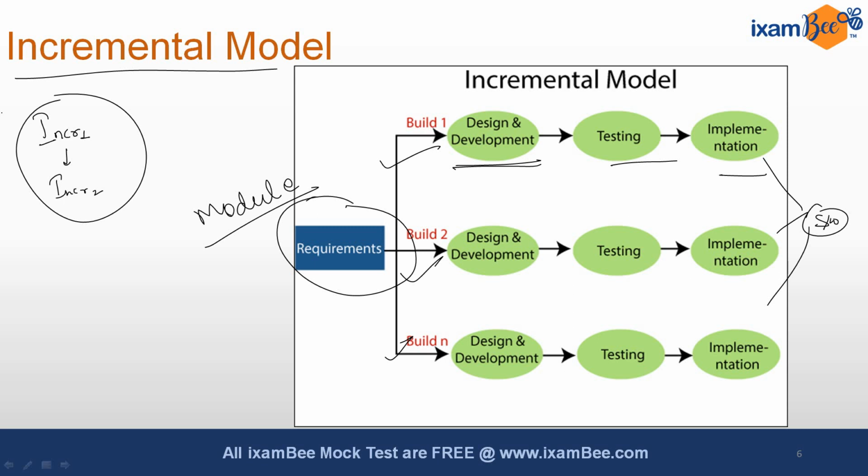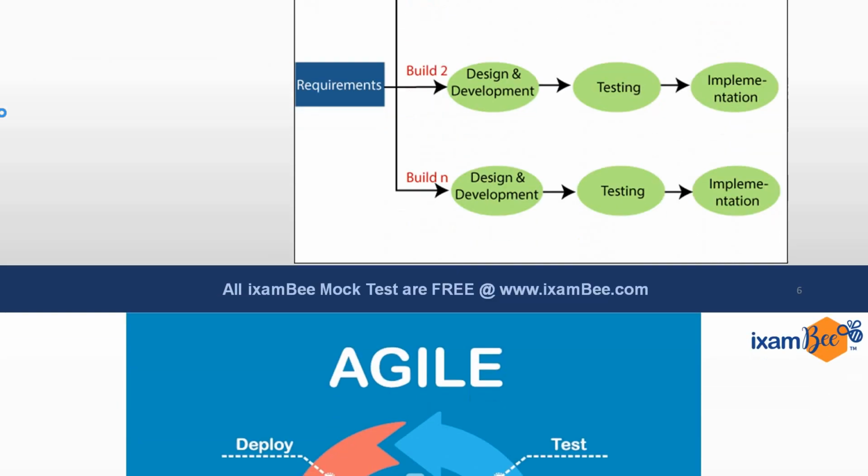If one build is being developed and it is dependent on another build, or that particular build is going to be the input to another build, that particular thing is also taken into the incremental model. So we design our software in increments and we combine those increments.